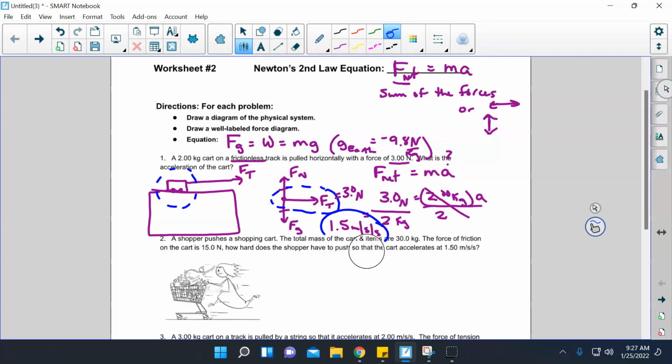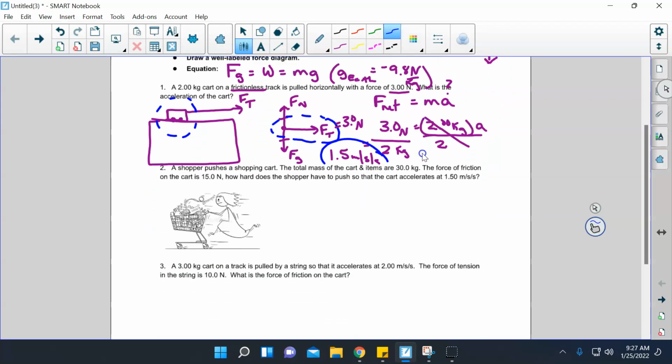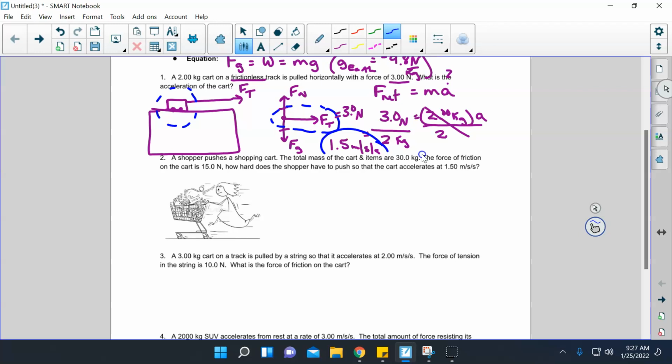Now, I want to go and look at another problem here with you so that you are familiar with a couple different problems. I have somebody here pushing a cart through the aisle of a store. The mass of the cart and the items are 30 kilograms. The force of friction on the cart is 15. I want to know how hard does the shopper have to push so that that cart will accelerate at 1.5 meters per second each second?